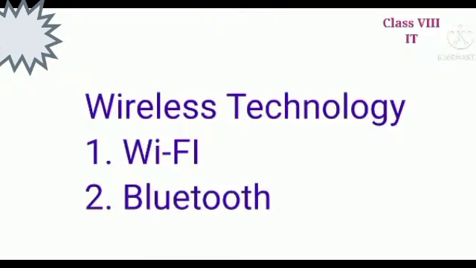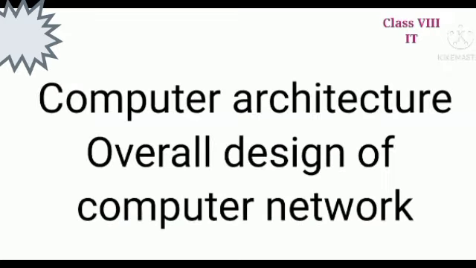Next, we are going to discuss some important points on wireless technology. There are mainly two types of wireless technology. They are Wi-Fi wireless technology, that is, devices connected using Wi-Fi technology, and the next one is Bluetooth technology. Next we are going to learn about computer architecture.